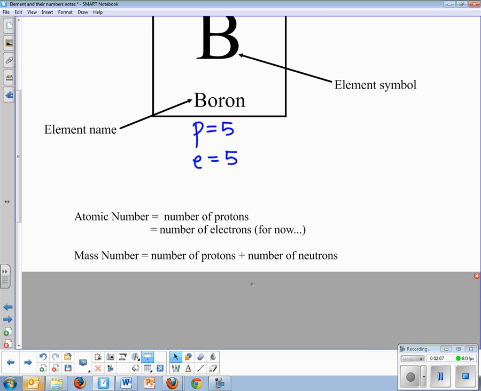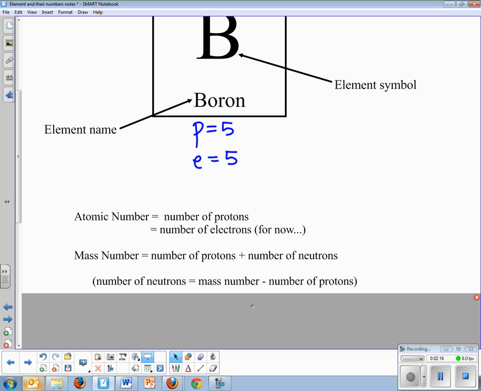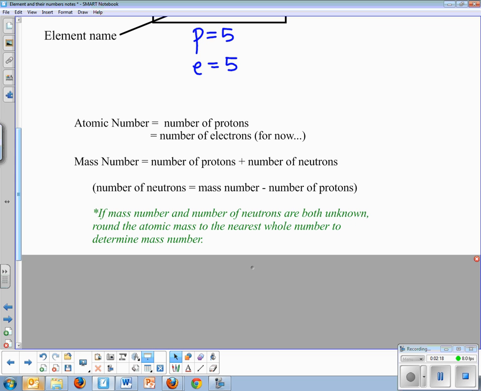So the mass number is the number of protons plus the number of neutrons. So how do you determine your mass number? If we don't know mass number and we don't know neutrons, they're both unknown, we would round our atomic mass or our atomic weight to the nearest whole number to determine the mass number.